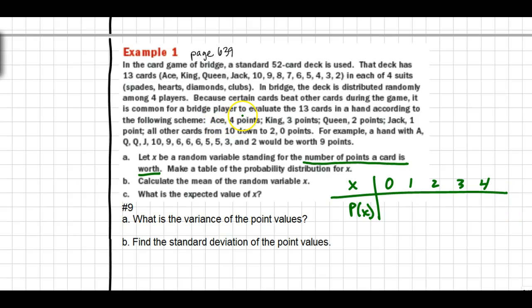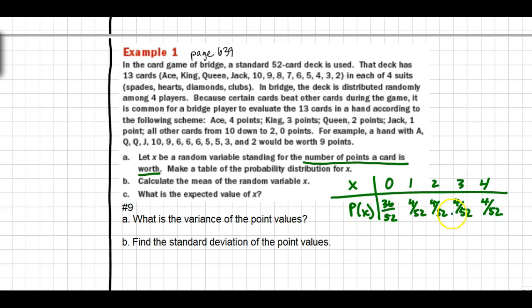So I'm going to do aces are worth 4 points. I know that there's 4 suits and that there's 4 aces in a deck, so I'd say 4 out of 52 here. The same thing is going to be true for the king, the queen, and the jack. Those are all 4 out of 52 for their probability. So then that helps me determine how many cards are worth 0. So if there's 4, 8, 12, 16 cards that I've already accounted for out of the 52, I do 52 minus those 16, that gets me 36 out of 52.